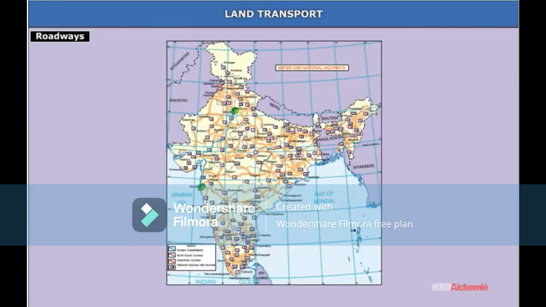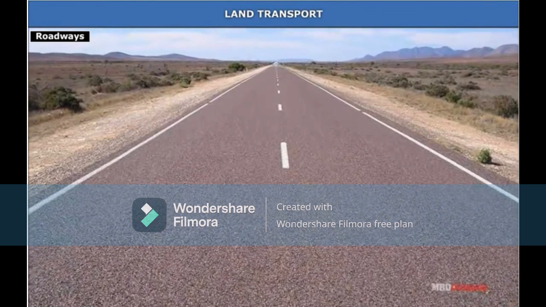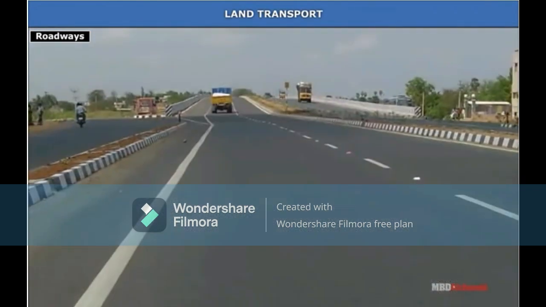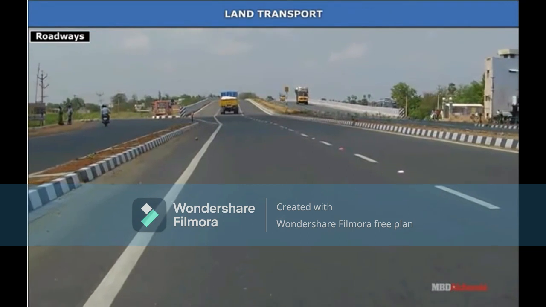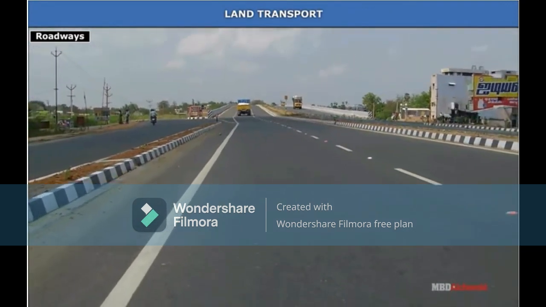Land transport. Roadways. Today, India has more than 33 lakh kilometers of road networks, one of the world's longest. Road is a major medium of land transport. It is the cheapest and the quickest means of transport for short distances. Roads can be constructed in rough and undulating terrain, unlike railways. The use of surface roads by automobiles has increased the importance of roads.